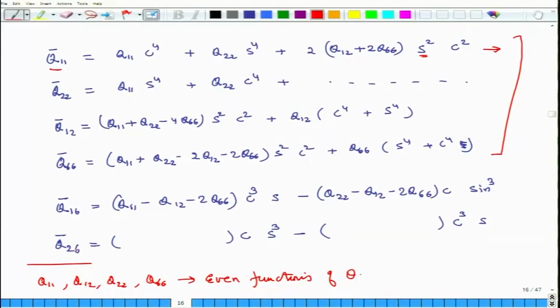However, Q16 bar and Q26 bar are odd functions of theta. So, if I change theta from 30 degrees to negative 30 degrees, we should see that the value of Q16 bar becomes the negative of its original value, otherwise our calculations will be wrong. So, these are odd functions and these are even functions. This is the conclusion of our discussion for the Q matrix.